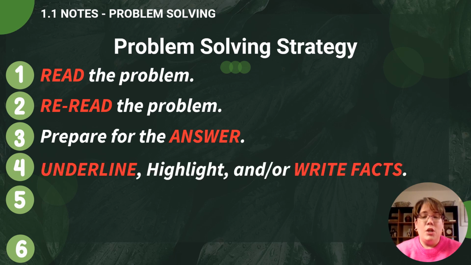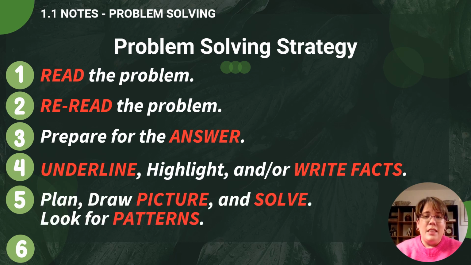Number 4 is go back through the problem, underline, highlight, or write facts. I like to underline a lot, and you'll see me doing that through a lot of these problems. Anything that's important, I go back through and underline. Then I do this a lot: I plan, I draw pictures, and then you actually go through and solve, and you look for patterns.